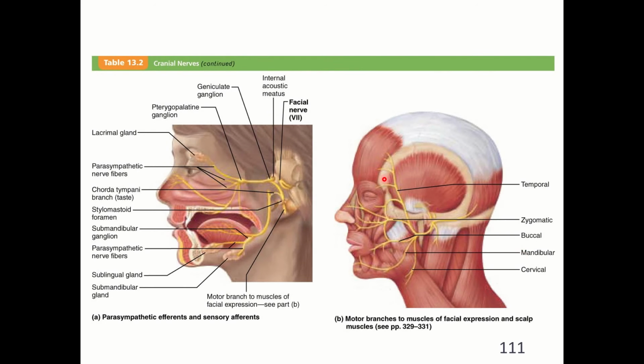So here are the branches of the facial nerve: the temporal, zygomatic, buccal, mandibular, and cervical. And here's showing the sensory input from the taste buds, and then each of these are glands. When a cranial nerve innervates a gland, that is a motor function. So for the salivary glands, it will cause the secretion of saliva, and for the lacrimal gland, it will cause secretion of tears.